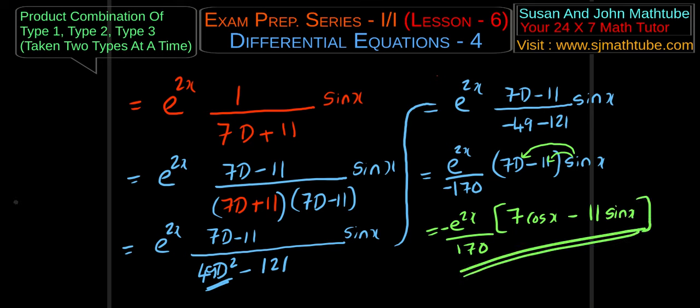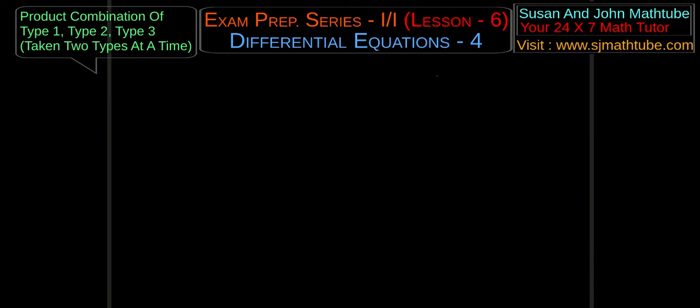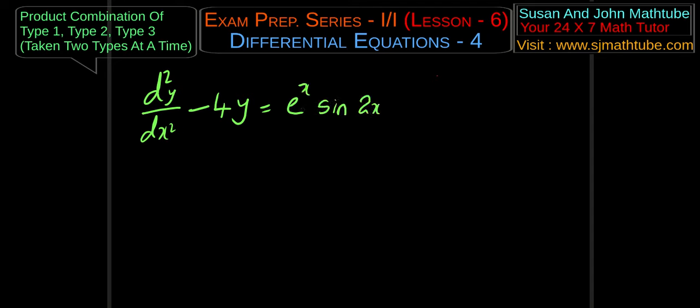So that's it, but don't forget to write the general solution, that is y is equal to CF plus PI. I always skip the last part because it's obvious. Okay, now let's try one more question. D square y by dx square, so you can write the question, solve, minus 4 into y equal to e to the power x into sine 2x.